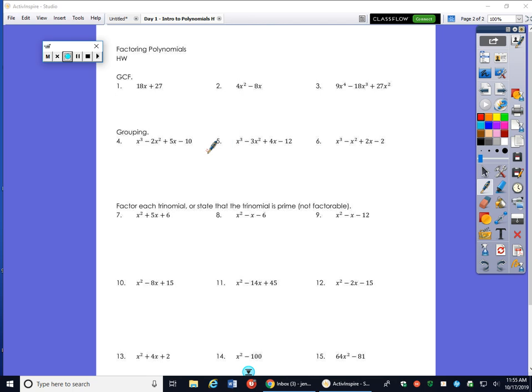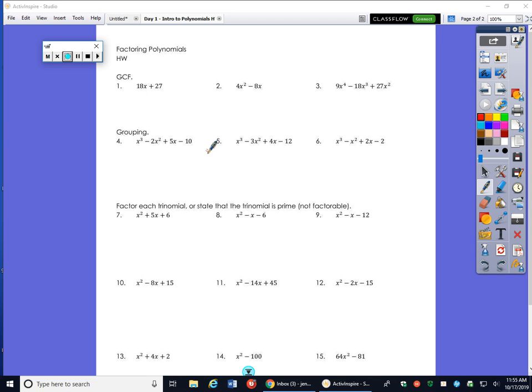Okay, so today we learned how to factor, and we started with GCF, and then we learned how to group, and then we learned how to factor a trinomial, and we learned how to do the difference of two squares. So GCF, you're just trying to find the greatest number that goes into both of them, and it has to be the highest, otherwise you won't be done.